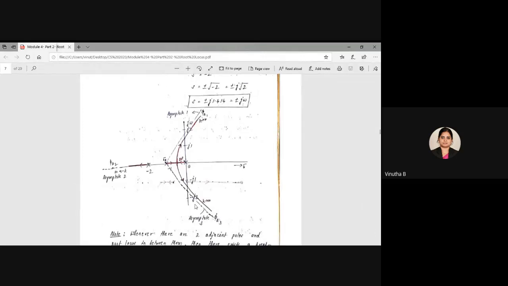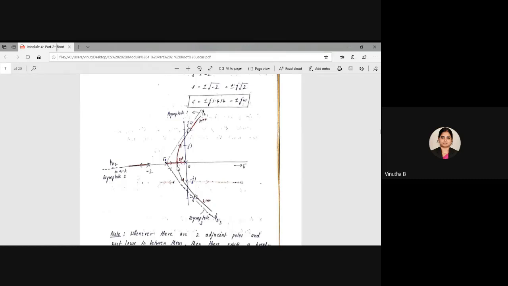So now just redraw that portion, and you can see that this point which I said is the asymptote will be cutting the positive imaginary axis at plus j root 2, isn't it? And on the negative side it is minus j root 2. And then you can see what I have written here. This is a breakaway point, right, at minus 0.46.